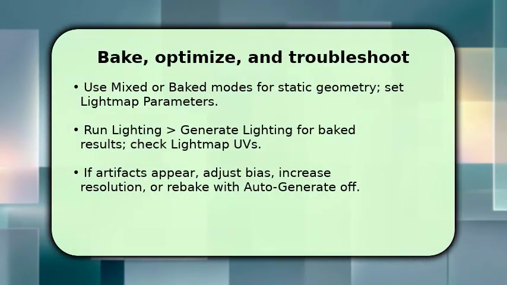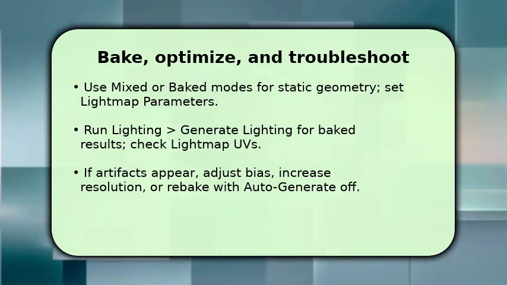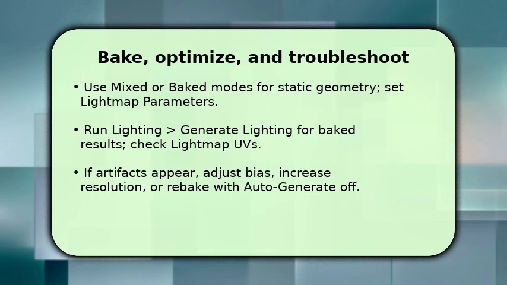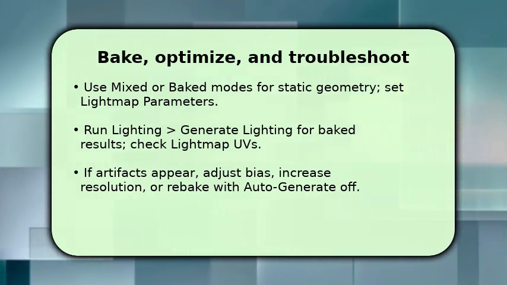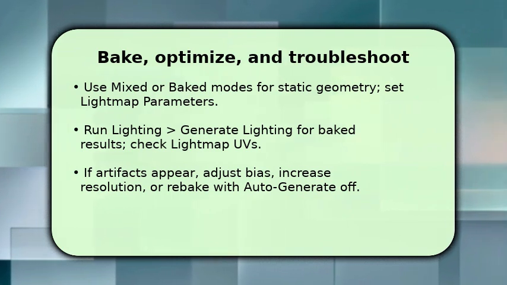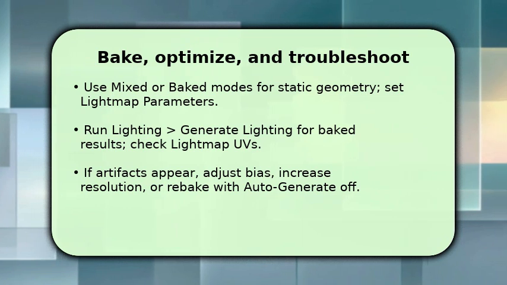To finish, decide on real-time versus mixed or baked modes. Bake static lights for performance and use mixed when you need movable objects. Next, configure light map parameters, ensure proper UVs, then run lighting, generate lighting to create light maps. This reduces runtime cost and stabilizes indirect lighting.